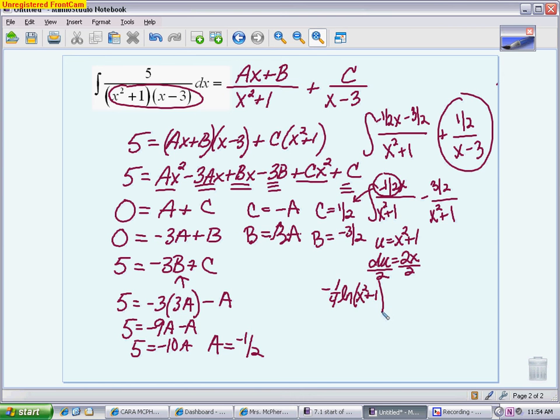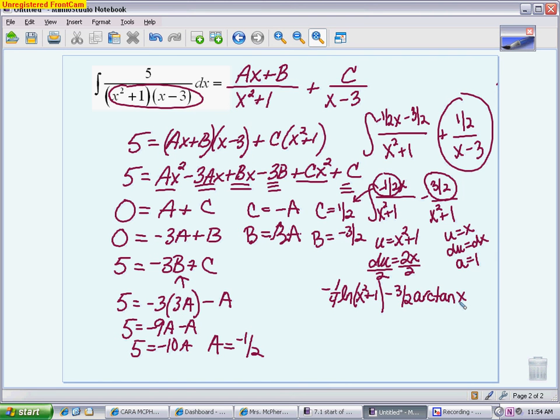This one is going to be an arctangent. u is x, du is just dx, so no adjustment. a is 1. We do have to bring the coefficient out front, so we're going to have -3/2 arctangent of x. And now I'm going to go back up and do the part that I circled.